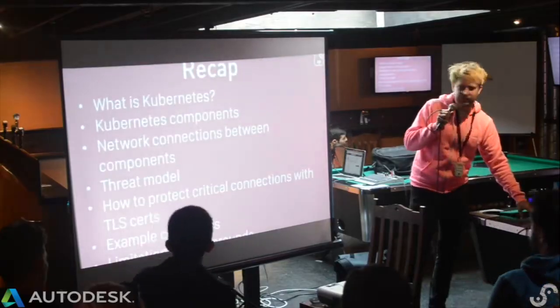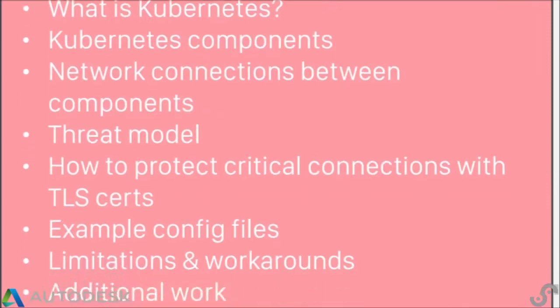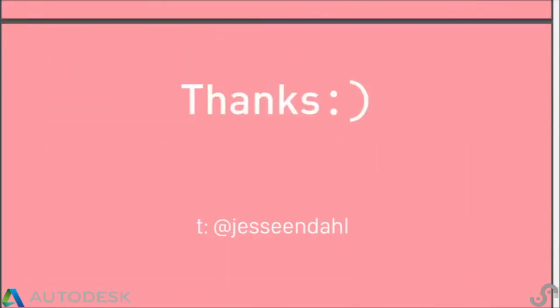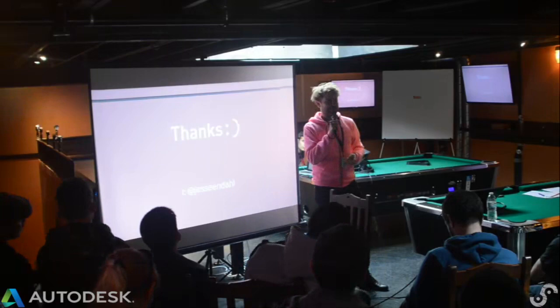All right, so here's a recap of everything we've talked about. We went over what Kubernetes is, all of its components, the network connections between the components, our threat model for this talk, the critical connections between those components and how to secure them with TLS, example configs, limitations and workarounds with Kubernetes in terms of security, and then finally the additional work that you should probably do after you've implemented TLS. You've got that laundry list of other fun tasks to take care of if you want a secure Kubernetes deployment. And I think that's it. I have 2 more slides after this with a list of a bunch of links that I used to put together this talk. So those will be in the slides as well. That's it.